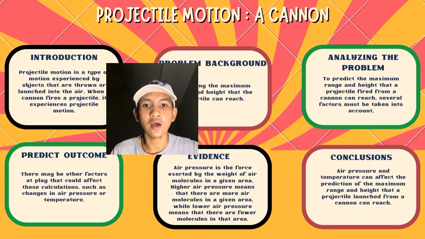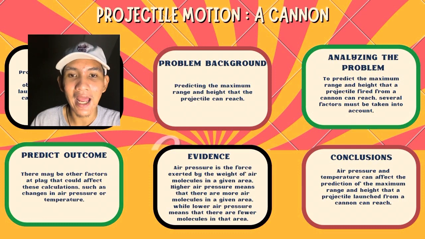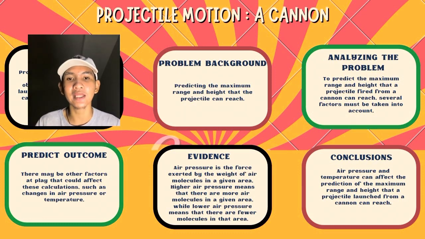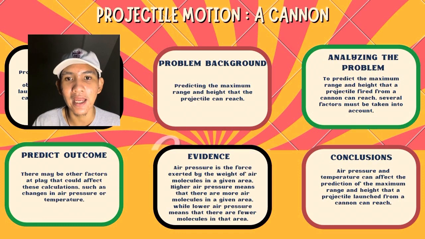The first one is horizontal motion. The second is vertical motion: initial vertical velocity, acceleration due to gravity, vertical displacement, time of flight, maximum height, and range. The actual trajectory of the cannonball is a parabolic curve resulting from the combination of its horizontal and vertical motions. The shape of the trajectory depends on the initial velocity and launch angle.